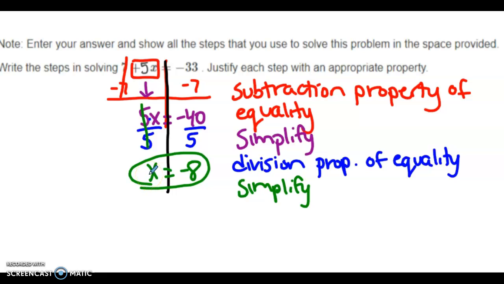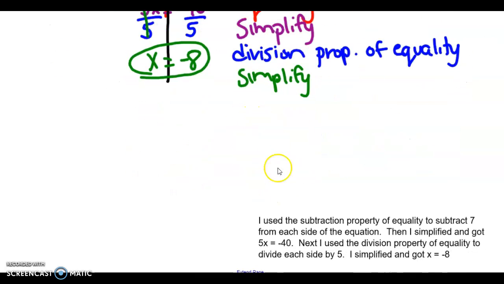So you're going to solve your equation and you're going to write out, justify each step with the appropriate property. Now it doesn't have to sound the exact same way. I typed up another thing down here. This could be another option. This one just is in sentence form. I use the subtraction property of equality to subtract 7 from each side of the equation. Then I simplified and got 5x equals negative 40. Next, I used the division property of equality to divide each side by 5. I simplified and I got x equals negative 8.